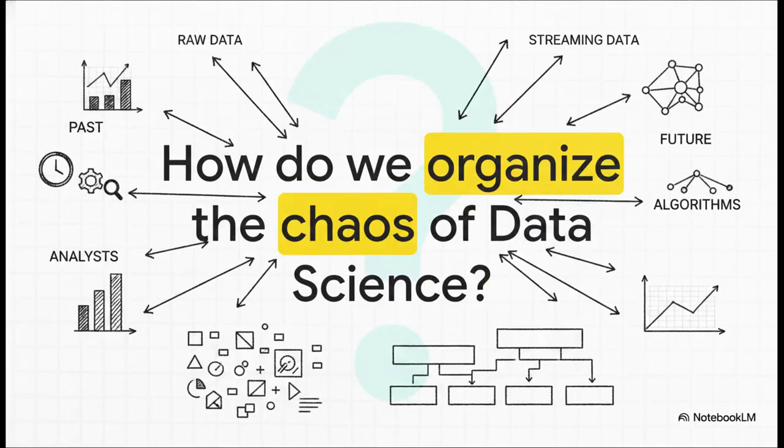So, the big question is, how do we actually organize all this chaos in data science? And it really is a vital question because, let's be honest, that is exactly what the modern data landscape feels like right now. Just absolute chaos. Think about it. You've got raw data streaming in from 100 different directions, you've got analysts trying desperately to make sense of the past, and algorithms trying to predict the future. Without some kind of structural solution in place, it's just a giant mess of information. We absolutely need a way to categorize all these moving parts so we can actually build something valuable.